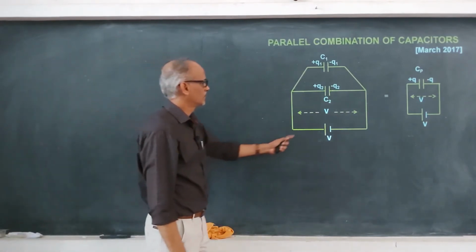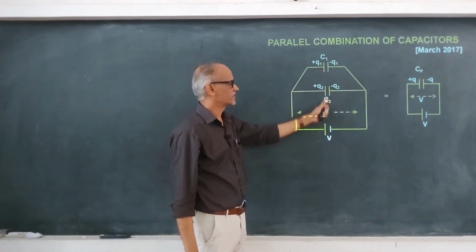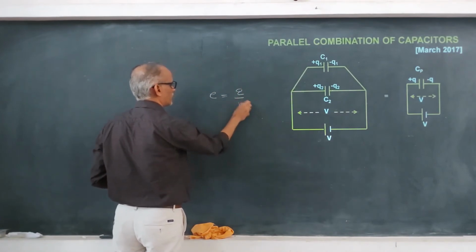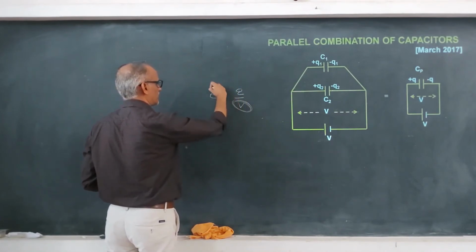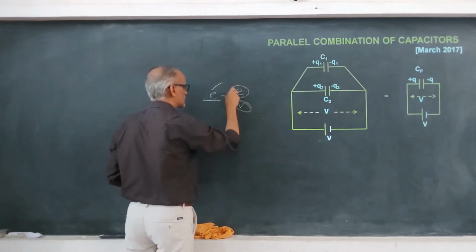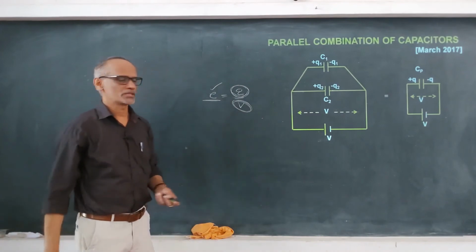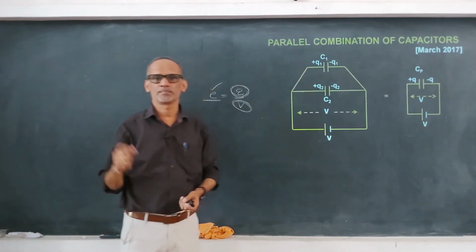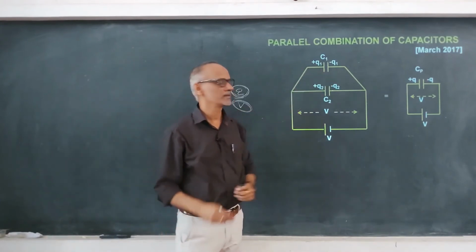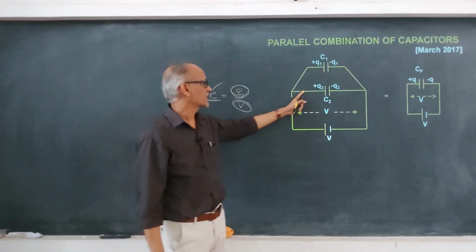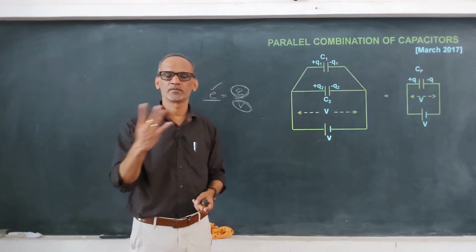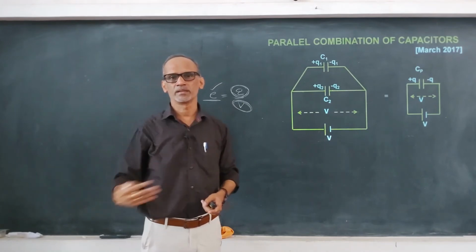So in parallel combination, potential difference is same across every capacitor. Now if you refer this equation, C is equal to Q by V, potential difference is same. Capacitances are different because one is C1, other is C2. When capacity is different, charges have to be different. That's why on the first capacitor, the charges are plus Q1 and minus Q1, plus Q1 on the left hand side plate, minus Q1 on the other. Charge on the second, plus Q2 minus Q2. If there is a third capacitor, then it becomes plus Q3 minus Q3. Fourth one, plus Q4 minus Q4 and so on.